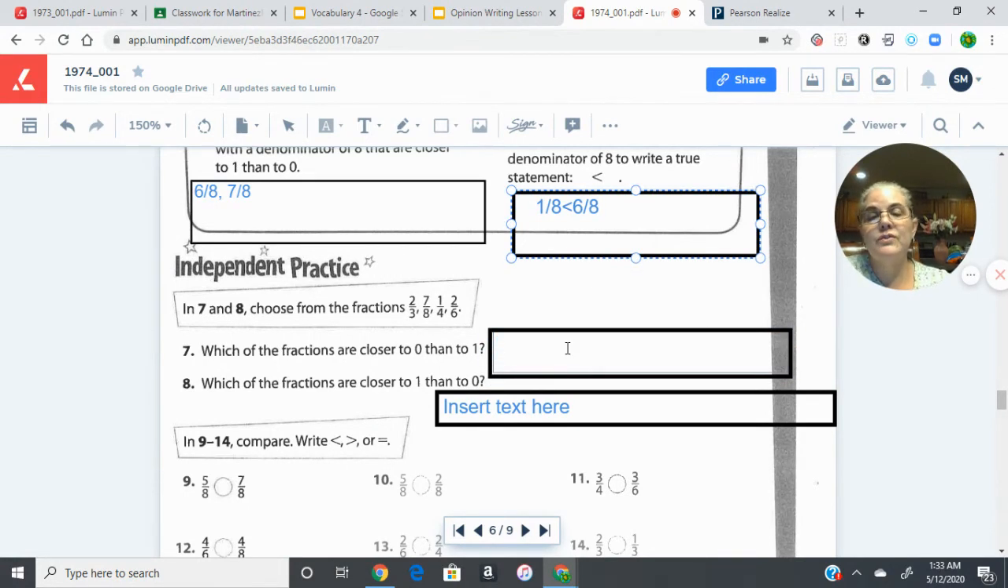Which of the fractions are closer to 0 than they are to 1? So 2/3 is almost there to the end. 7/8 is almost there to the end. But 1/4, we're just starting from the 0. And 2/6 would only be 2 away from the 0. We're cutting things up into 6 pieces.